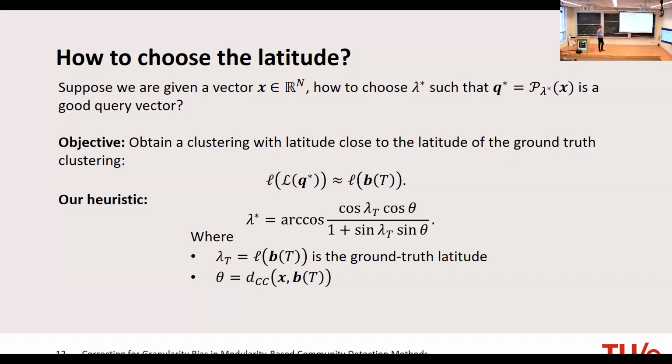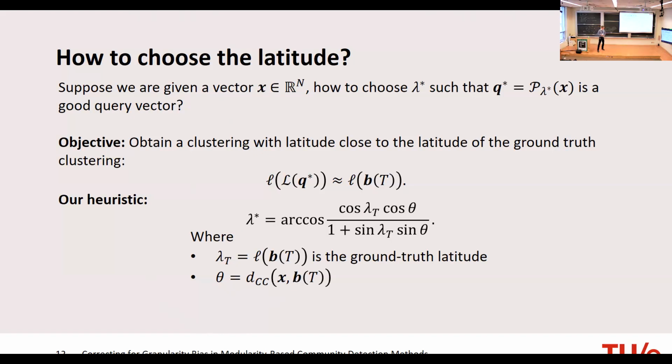And if you have completely uncorrelated data, so theta equal to pi over 2, meaning the correlation is 0, what you get then is the arccosine of 0, which is pi over 2, which is equivalent to a resolution parameter of 1.